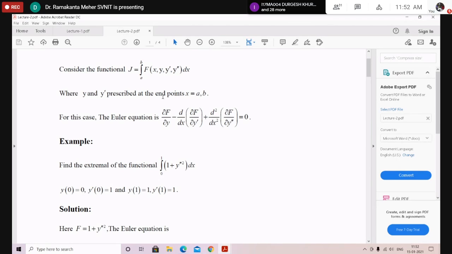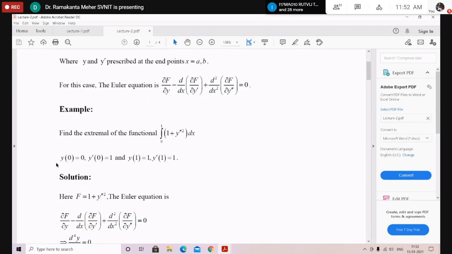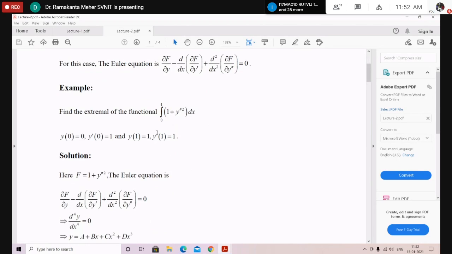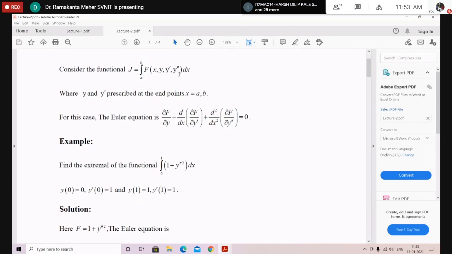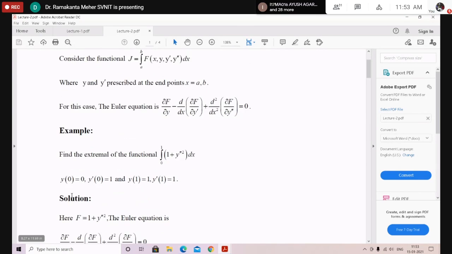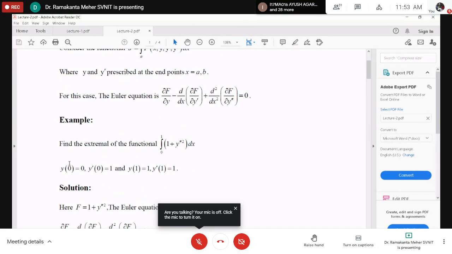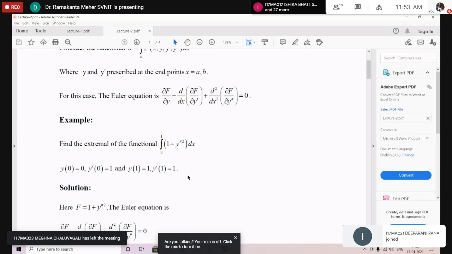So here, since we have taken up to y double dash, we need 4 conditions, and this is the function associated with the functional. So the function will be f equal to 1 plus y double dash square. And the conditions are y of 0 equal to 0, y dash 0 equal to 1. So we have taken 2 conditions at one point, and another 2 conditions at the other endpoint. In a similar way, if someone considers up to y triple dash, we need 3 conditions at the initial point and 3 conditions at the final point, and so on.